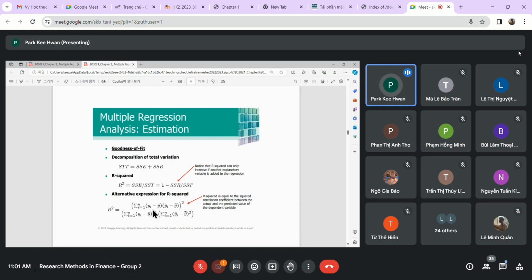If the correlation is 0, that means your predicted value is independent of the actual value. It means your regression doesn't explain the variation in y. So there are two expressions, but anyway, R square means how well your regression explains the variation in y.